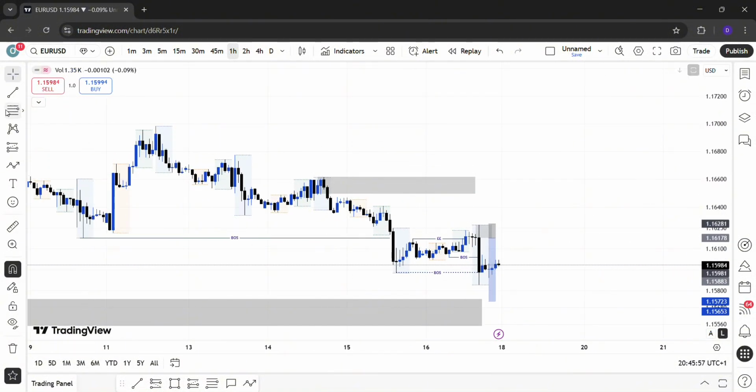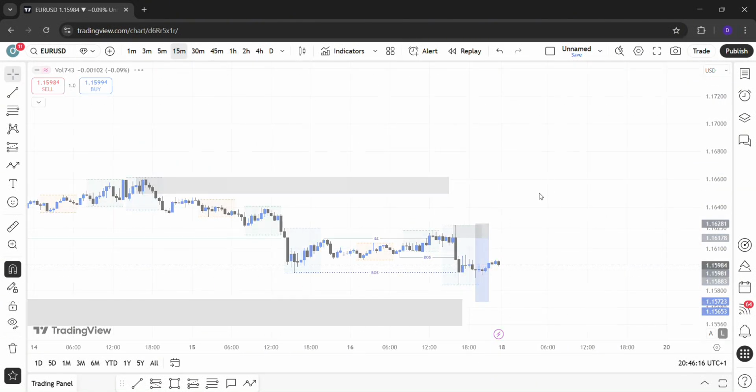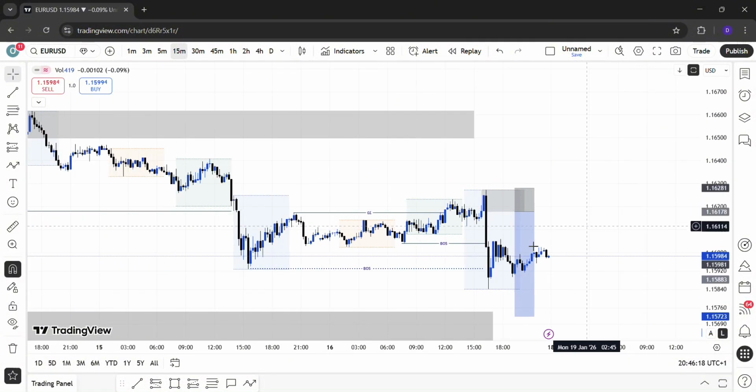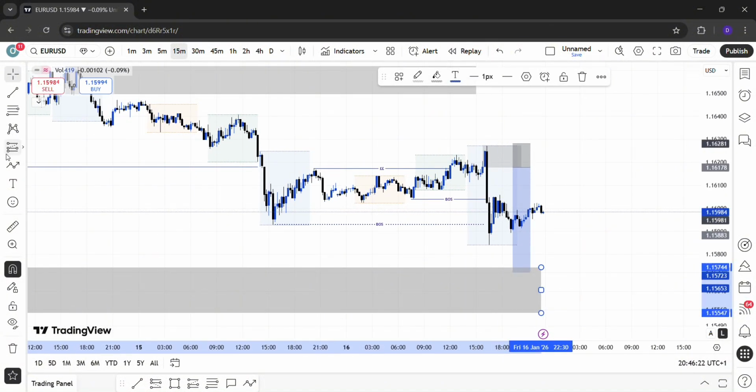price was in the pullback phase after this break of structure, and then there was an exhaustion in the pullback. Probably we had a mitigation of the supply zone, and then the next thing we had was another break of structure to the downside. And you guys know already, after any break of structure, the next thing you expect is a retracement or a pullback. So here we had another break of structure, and remember this demand zone price is really close to.